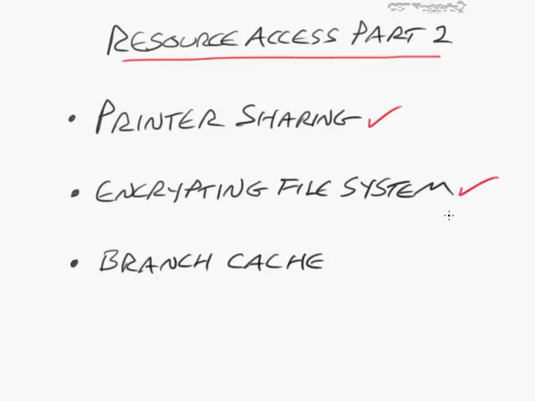We'll also take a look at the encrypting file system, which is an excellent way to protect data from prying eyes, and it's really pretty secure as well. We'll take a look here also at something called the branch cache. This is a great way to make files available to smaller branch offices over slower WAN links and to minimize the amount of latency that they have to endure.